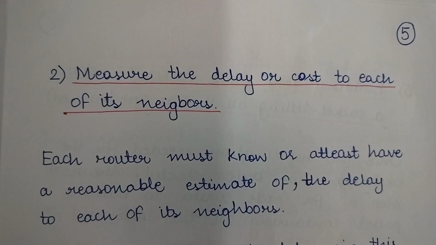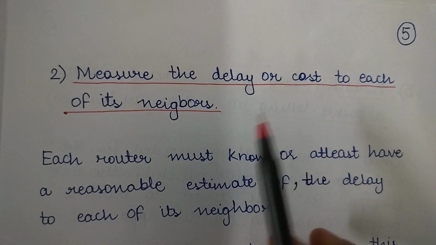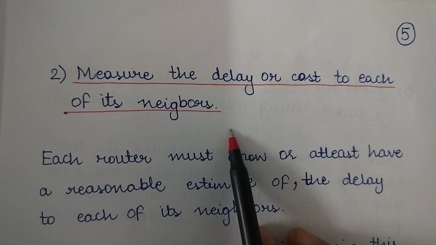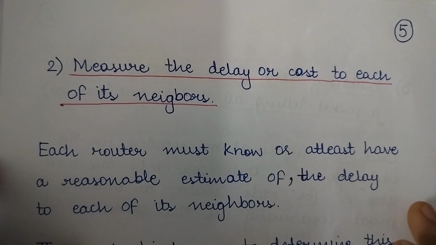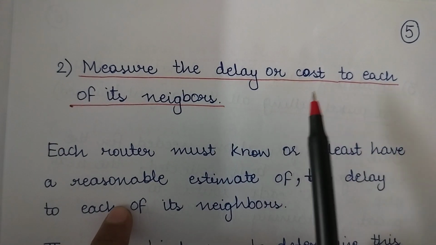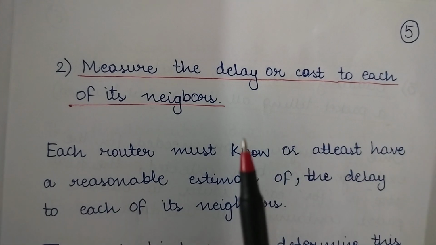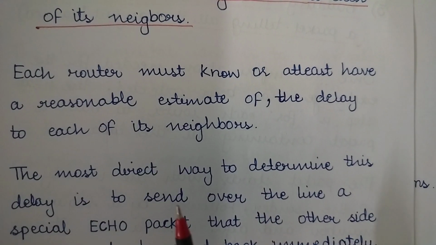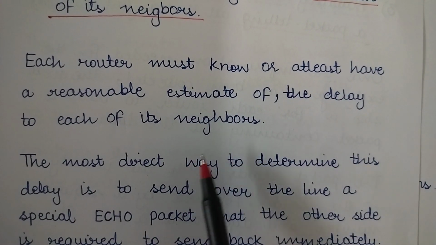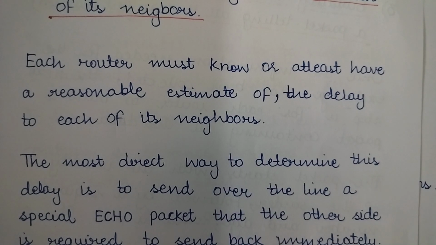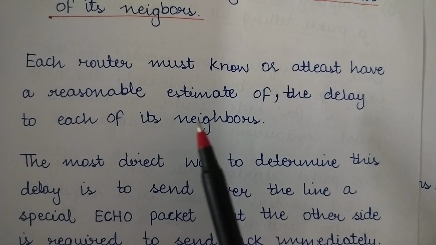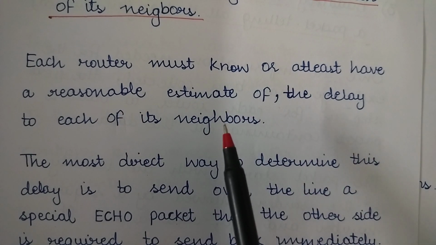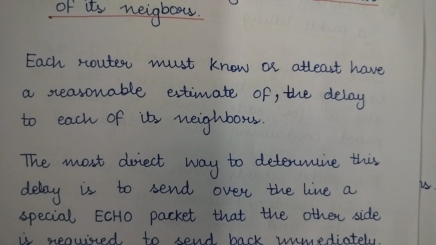Okay, so the next step is measuring the delay or cost to each of its neighbors. Now we are done with finding the neighbors of every router. The next step is to find the delay or cost to reach every other router from that particular router. Each router must know, or at least have a reasonable estimate of, the delay to each of its neighbors. It's quite obvious that a router must be aware of the delay; if it does not have an exact estimate, it must have a rough or reasonable estimate of the cost or delay to reach the neighboring routers.